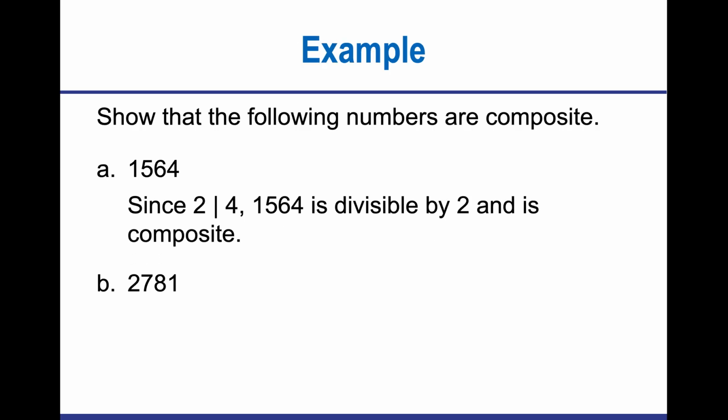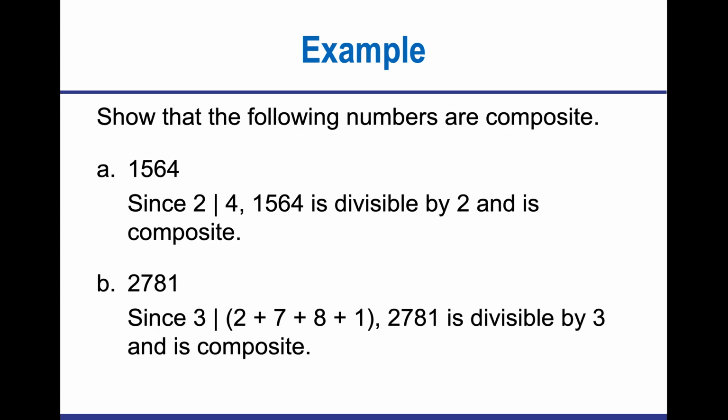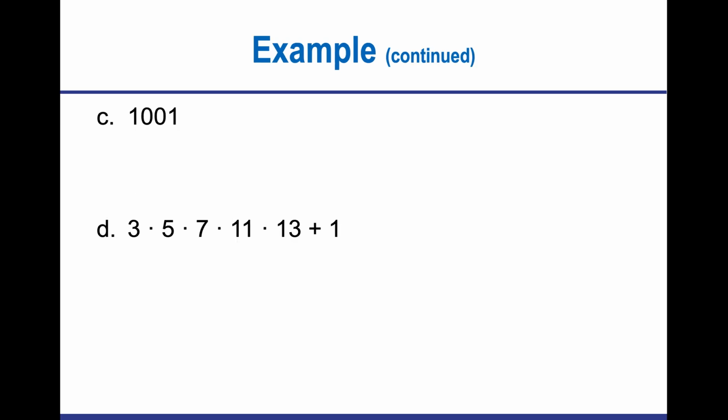So if I want to show that these numbers are composite, I just need to show that it's divisible by different numbers and it is composite. Since it's divisible by 2, that means it's divisible by 1, itself, and 2. But once I add that 2 in, I can stop. I've proved it's composite. Same thing with 2781. Well, I can prove it's divisible by 3. So right there, I know it's composite because it has an additional factor other than 1 and itself.